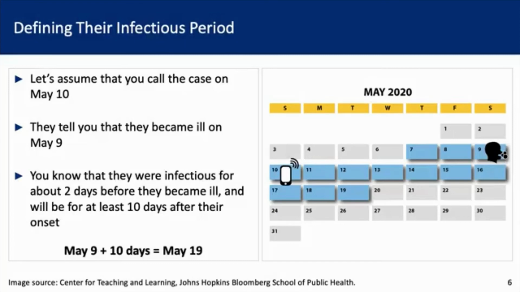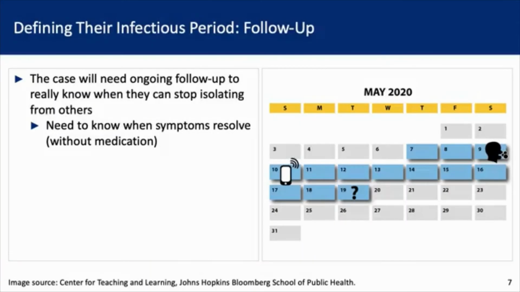So you can see here in blue their total infectious period, which started 2 days before their onset of disease and went all the way through May 19th, which is 10 days after the onset. So we know that the case will be infectious at least through May 19th in this example, but you'll need to have continuing follow-up to see when they can stop isolating from others, because you'll need to know when their symptoms resolve without use of medication. So the 19th is the earliest time that they can stop isolating, but just a reminder that you'll need to be following up with them to see if they can really stop isolating on the 19th or not.